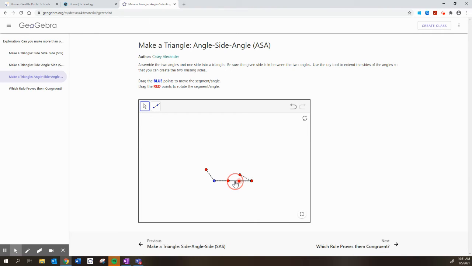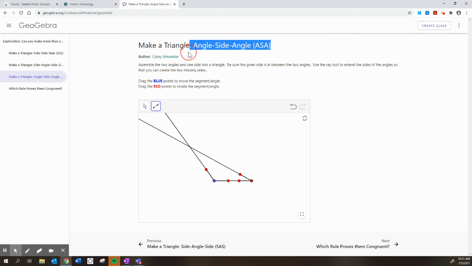So we have a fixed length here in the center, and then we have a fixed angle on the left and a fixed angle on the right. Well, if I just extend those angles out, right, this line will always go in this direction, and this line will always go in this direction, and they're always going to meet at this point. So this is the only triangle that can be constructed from two angles and a side, as long as that side is between those two angles. So that's our third method of showing that triangles are congruent.